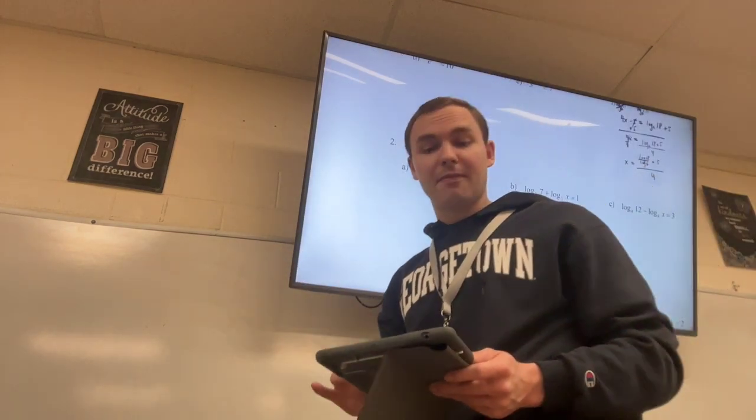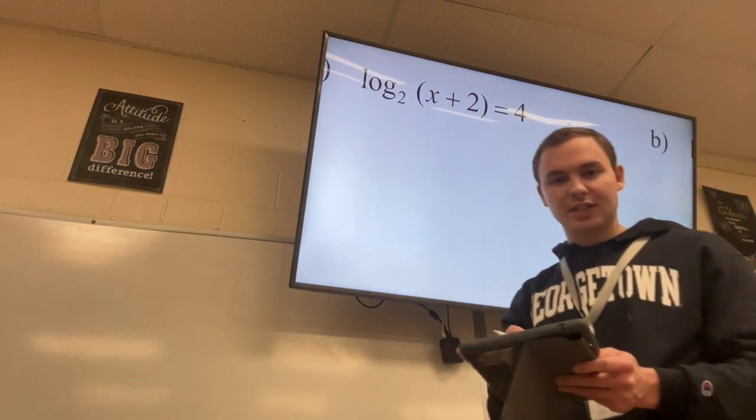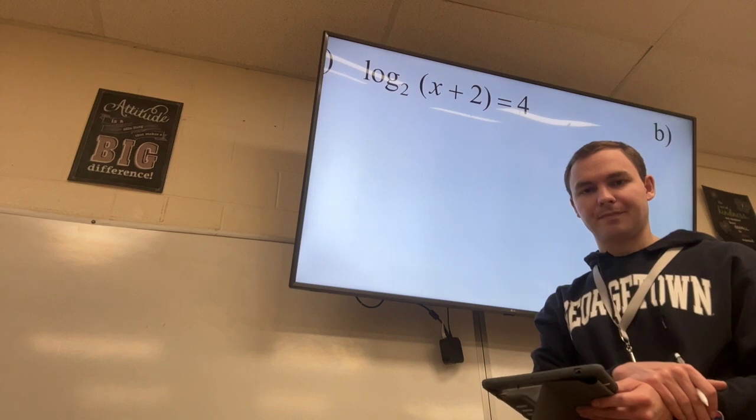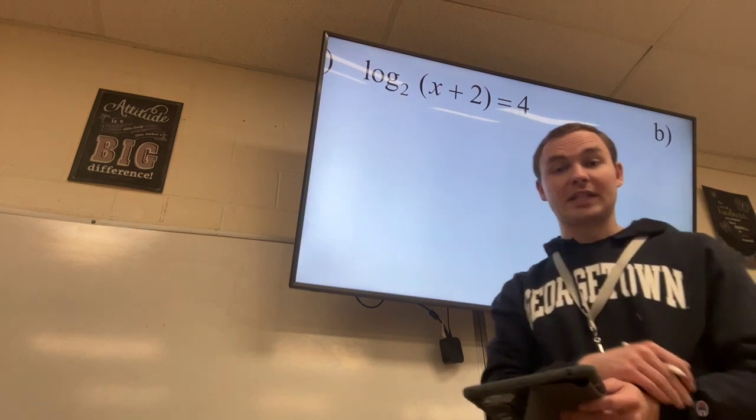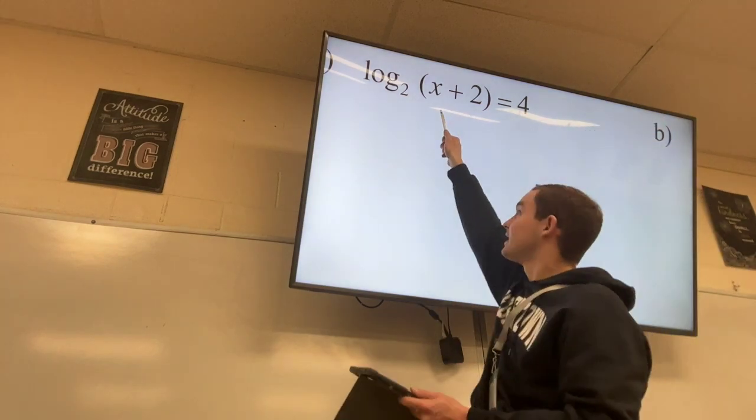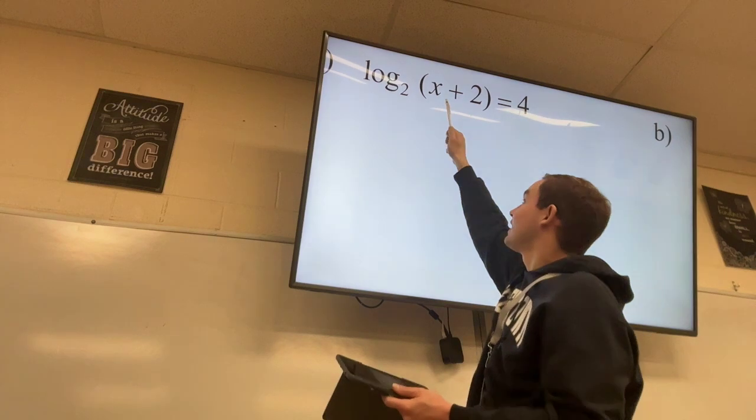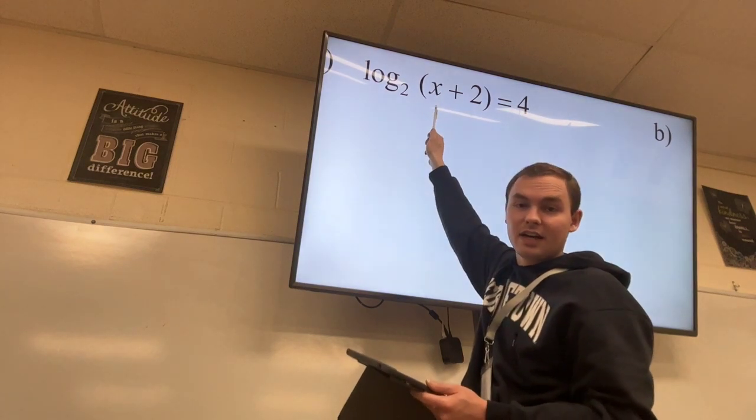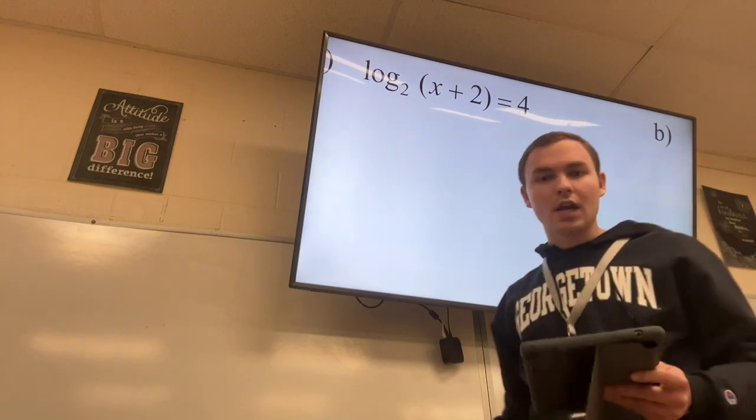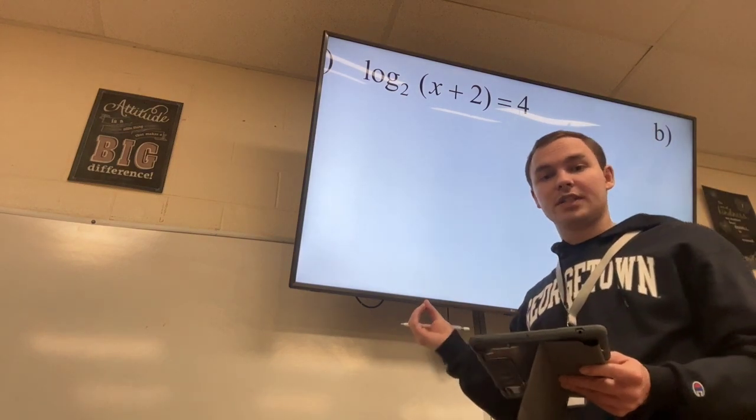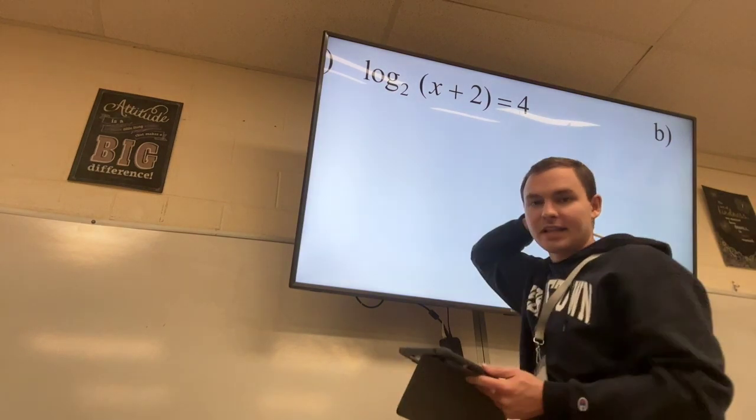Let's go on to a different type of equation. Let's go on down to these, okay? Log base 2 of x plus 2 equals 4. What's different about this now is x is not stuck inside of an exponent. Now it's stuck inside of a log. So most of the time, what I want to do when that's the case, I've got one log on the left side, I've got a 4 on the right side, okay?